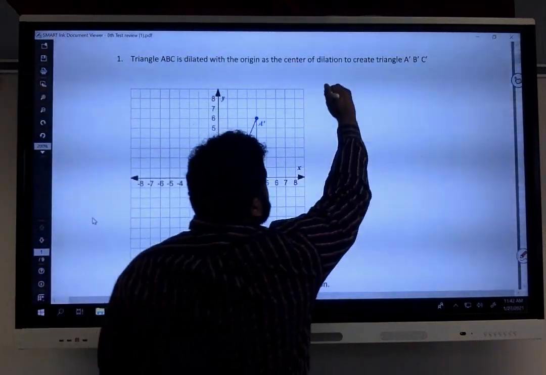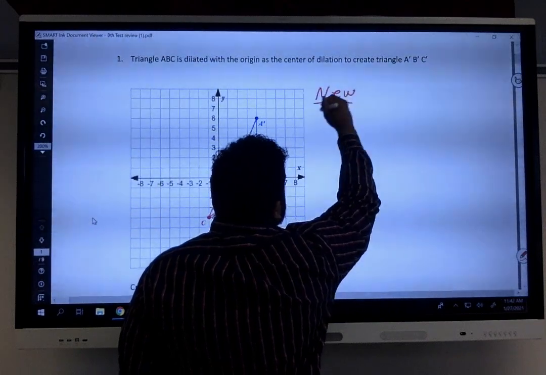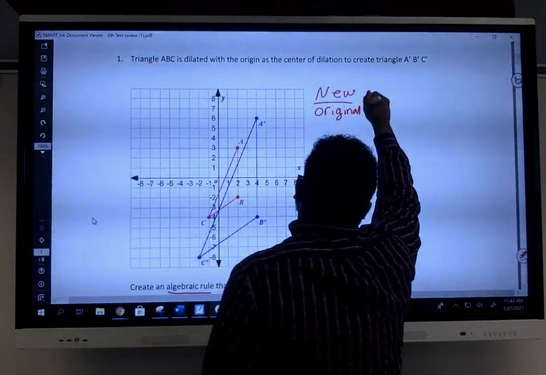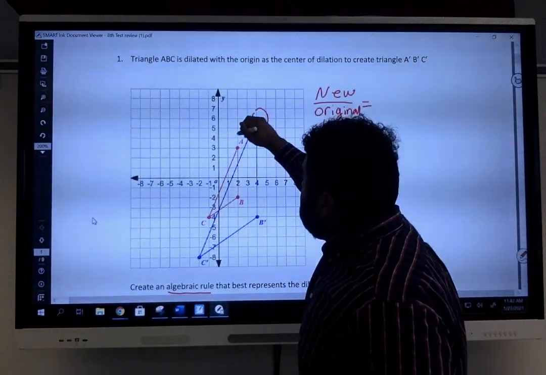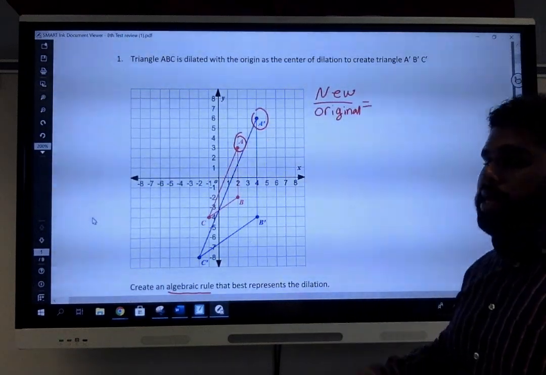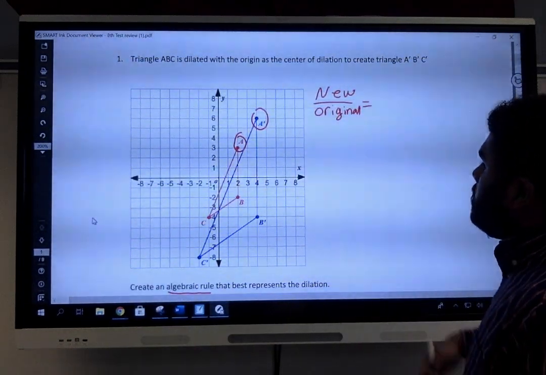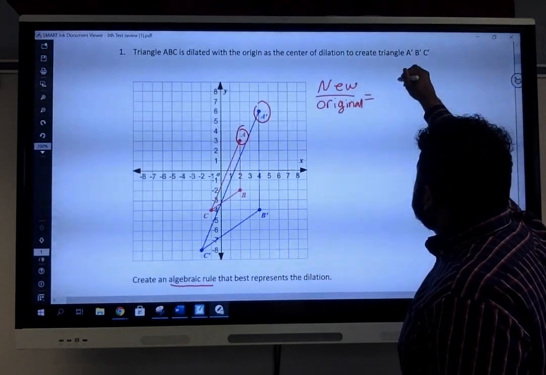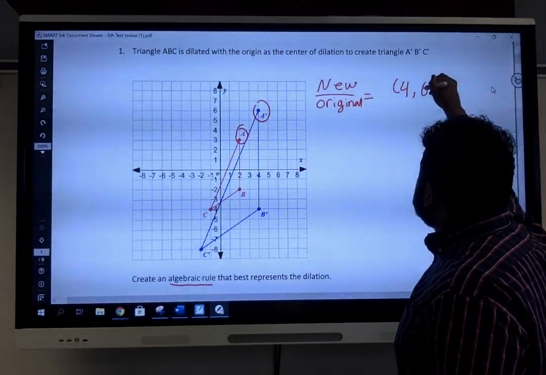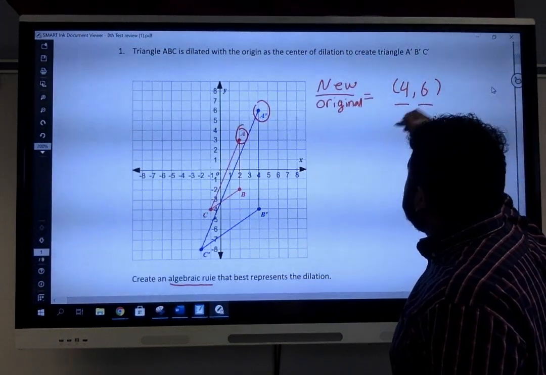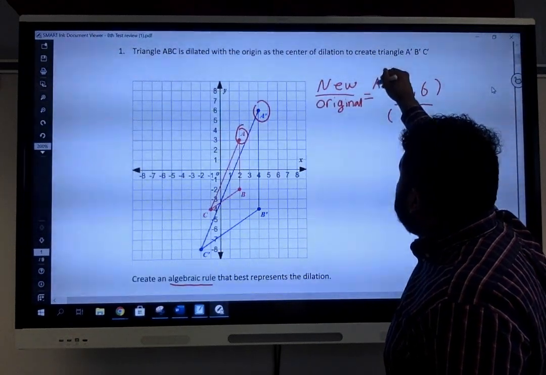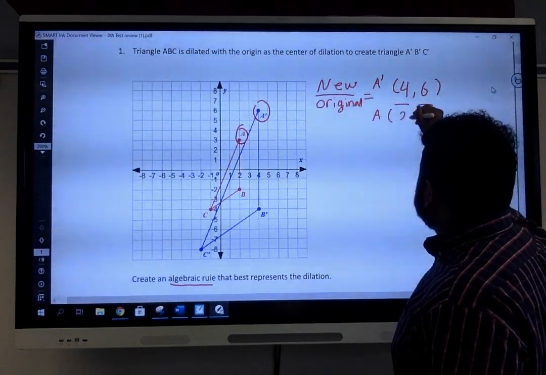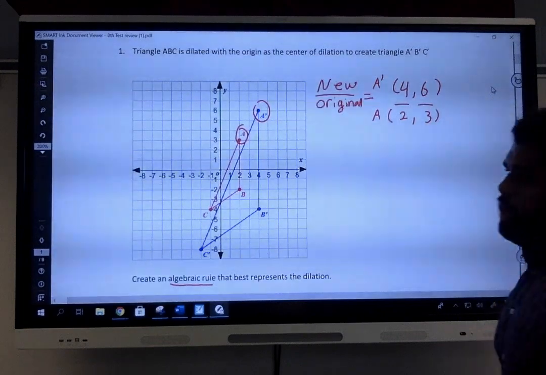So what are we going to do? We're going to do our new over our original. Okay, so that means, let's take, for instance, A prime and A. So A prime is going to be our new point because it has the prime mark. So our new point A prime is at 4 and 6. And we're going to divide that by the original. So here's A prime, and here is A. A is at 2 and 3. Okay? So now let's go ahead and divide.